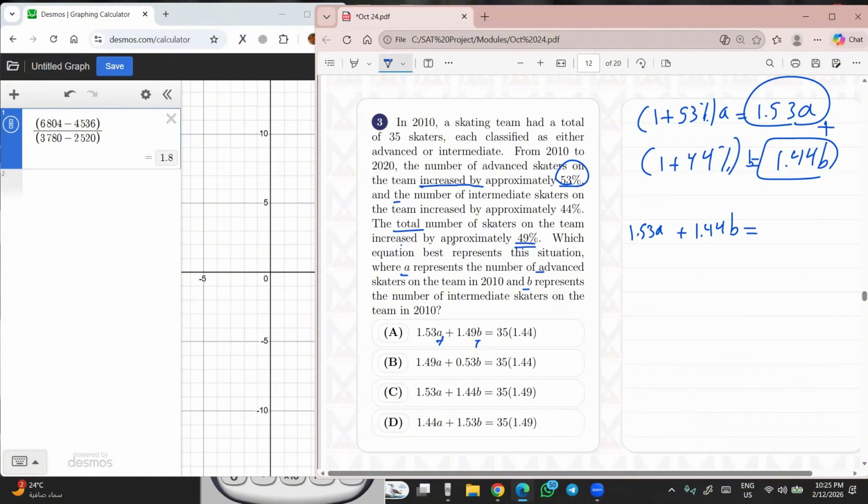So what is 49% of what? Of the total. Where is the total? The total here is 35. So 1.49, which means 1.49 multiplied by the original number of the total, which is 35. Here you can find the answer. If you look carefully at the options here, you can find your answer in letter C.